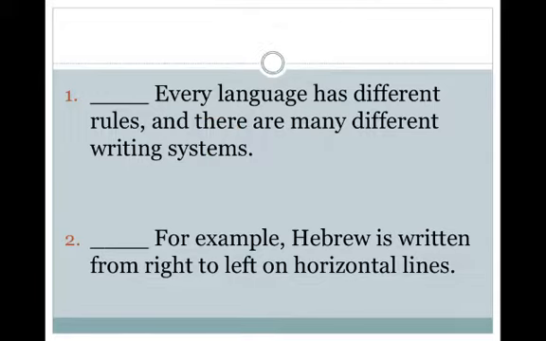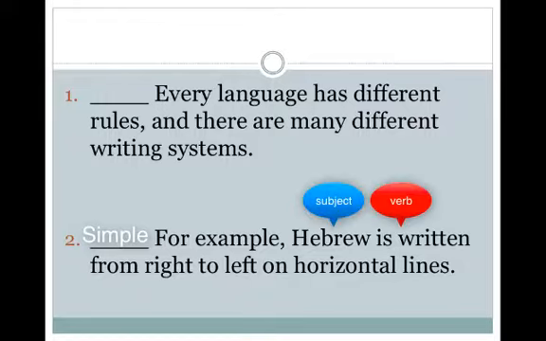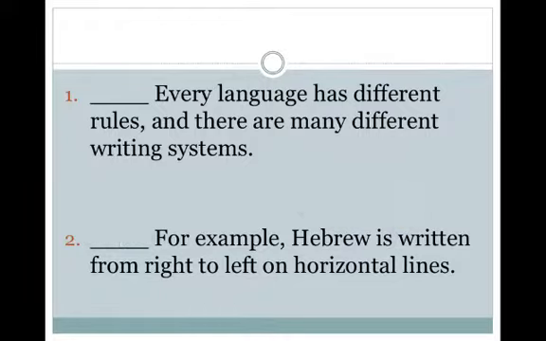Number 2, for example, Hebrew is written from right to left on horizontal lines. This is a simple sentence. There's one subject, Hebrew, and one verb, is written. The rest of that is a prepositional phrase.